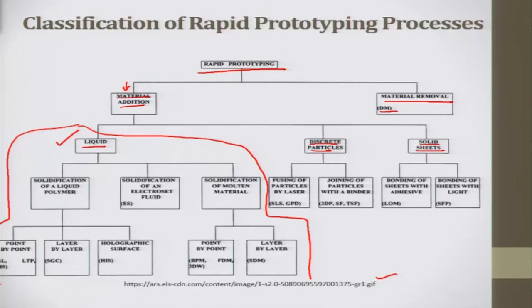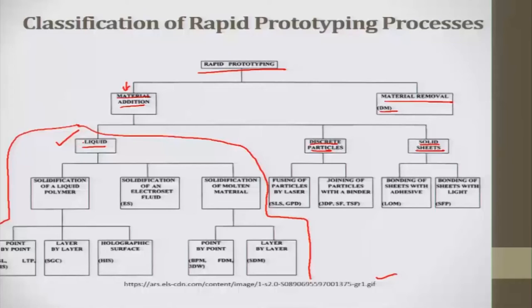This liquid material is mostly resin that solidifies after a bonding material is mixed with it, or it solidifies by using UV rays or laser heat. So, these are specific liquid material processes here. Then we have processes which use discrete particles. Specifically, we have fusing of particles by laser. Here the most popular process is selective laser sintering.